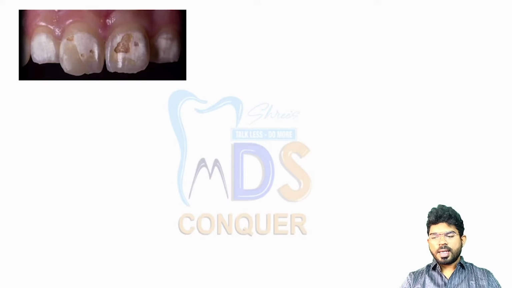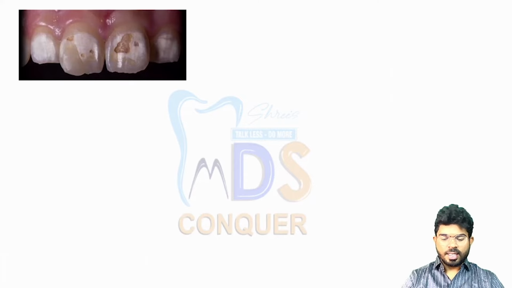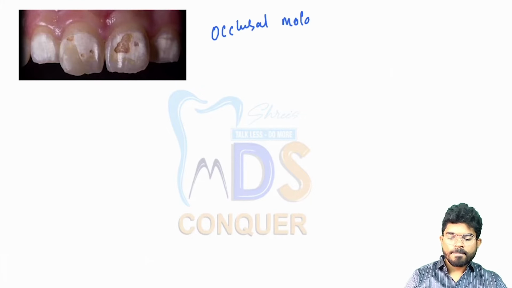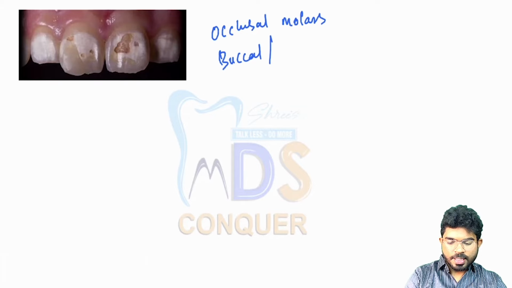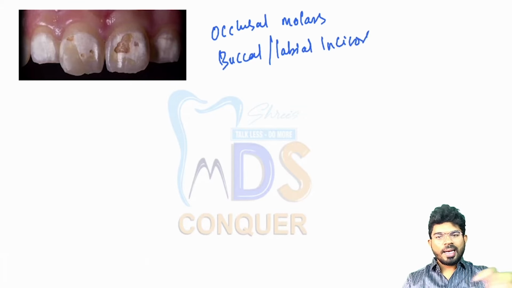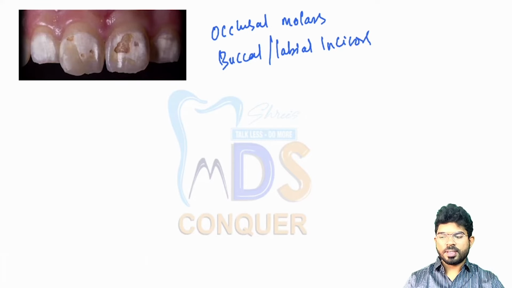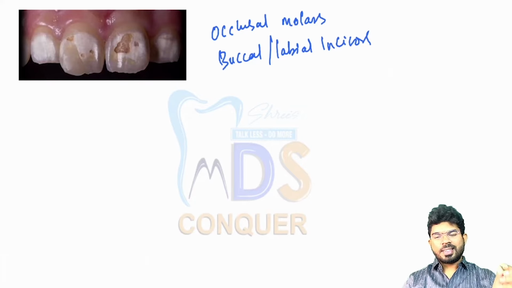So as already discussed, the areas affected are mostly the occlusal surface of molars, and it can be seen on the buccal or labial surface of incisors, which we can clearly appreciate in the diagram. Cheesy molars. Cheesy is mostly on the occlusal surface. Okay. So next one, the extent of involvement.